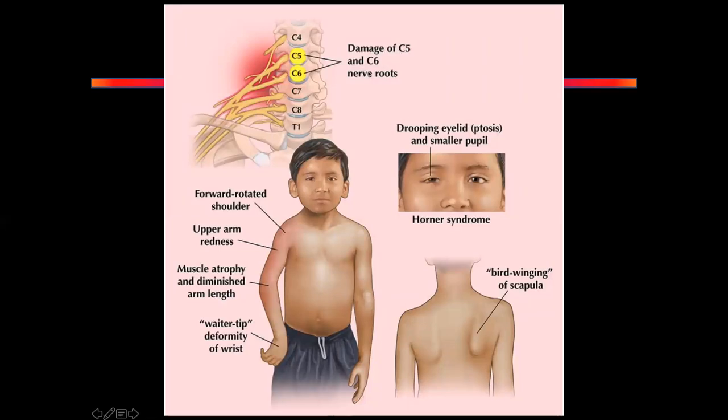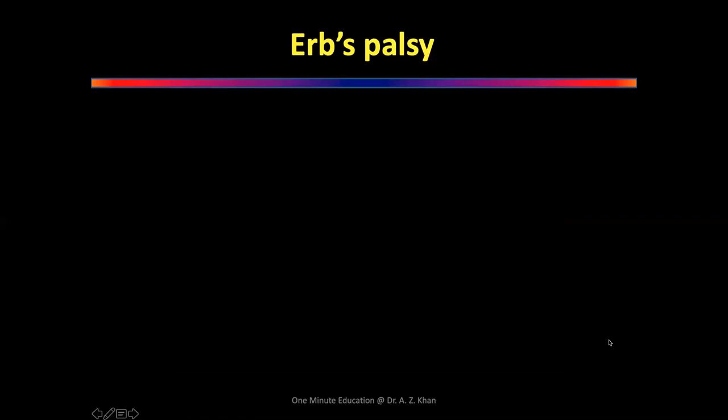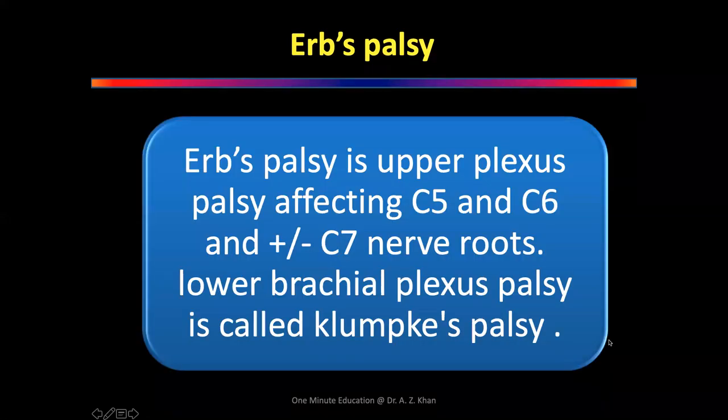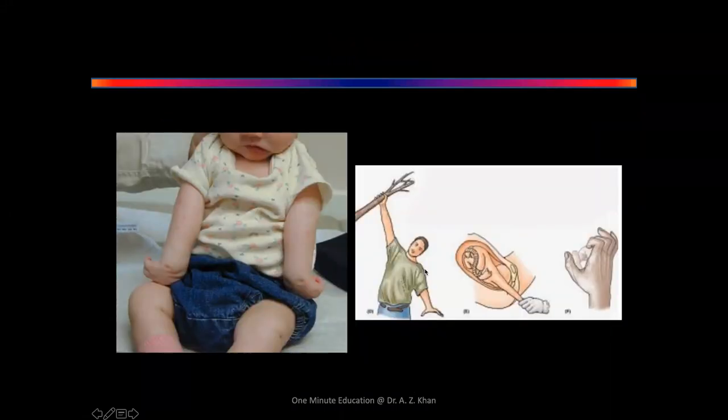Damage to C5, C6, rotation of the shoulders, redness of the upper arm, muscular dystrophy of the arm and reduced length of the arm, deformity of the wrist called waiter's tip deformity, it's turned backwards, associated with Horner syndrome and associated with winging of the scapula. This is Erb's palsy, okay? Usually Erb's palsy affects the upper nerve roots. The lower one is called Klumpke's palsy, okay? Now what is this?